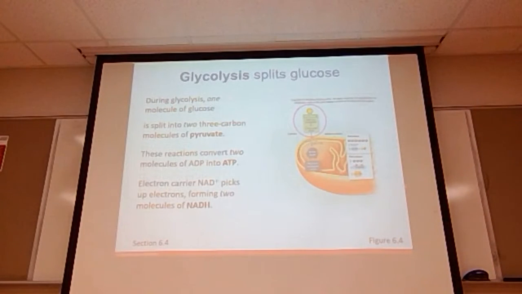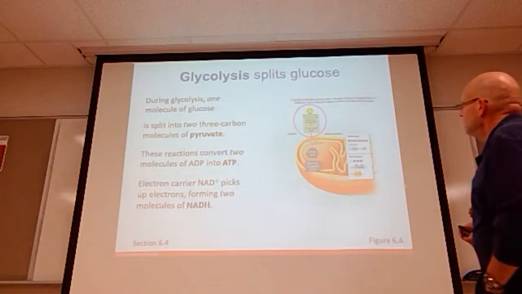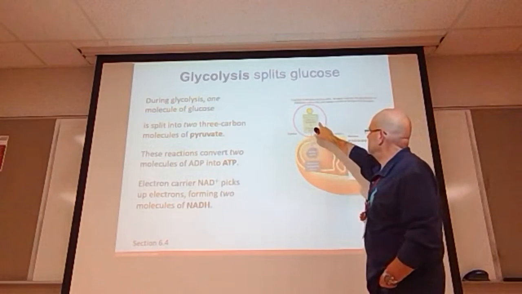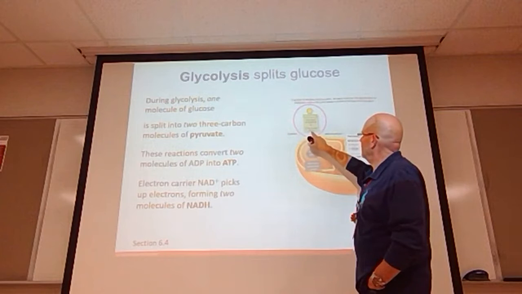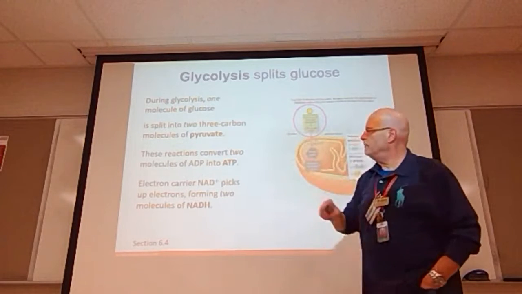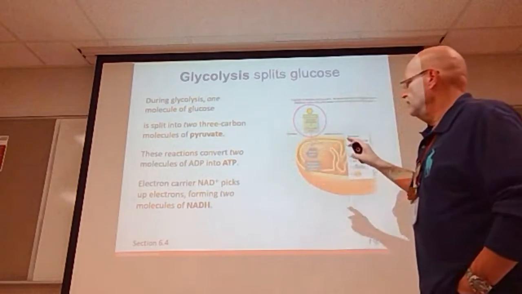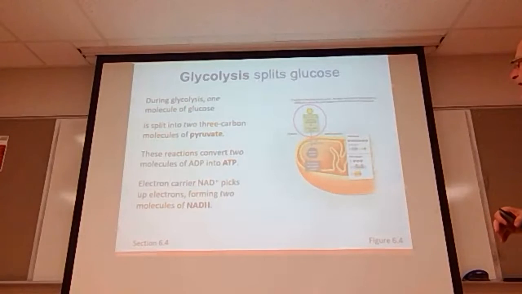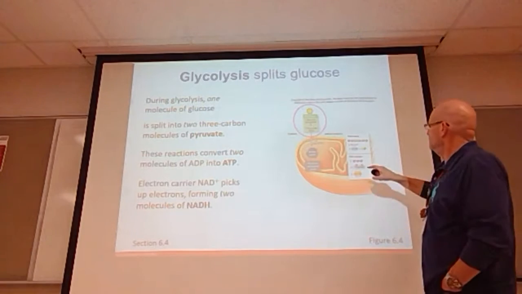In glycolysis, the glucose gets split. We start with a 6-carbon sugar, and we wind up with 2 3-carbon pyruvates. The reaction converts molecules of ADP into ATP, so we wind up with 2 of those. And then the electron carrier NAD picks up electrons, forming 2 molecules of NADH.